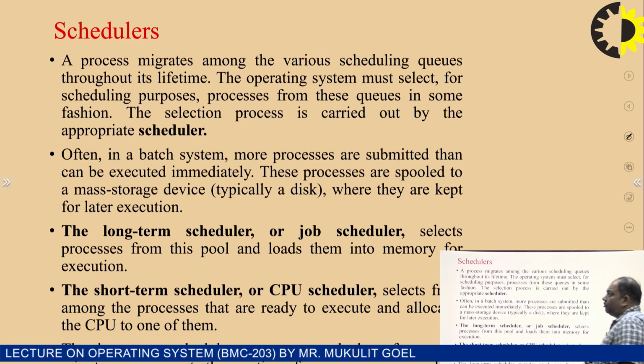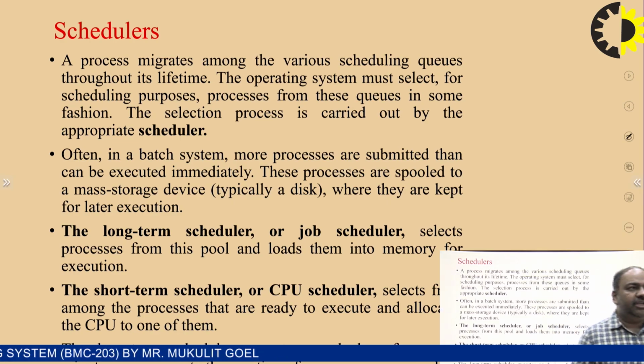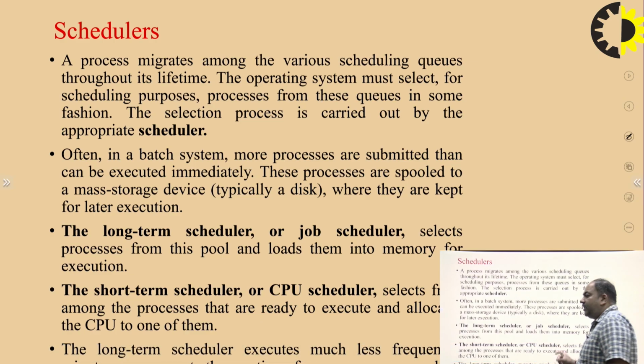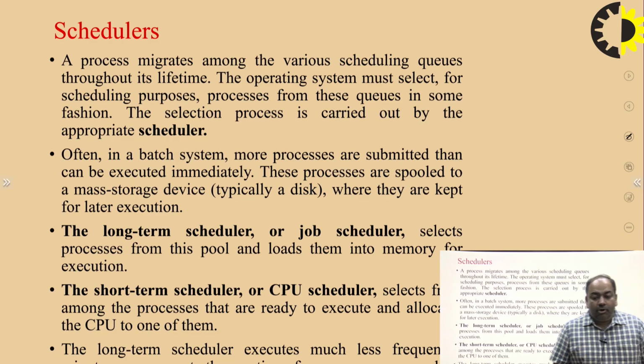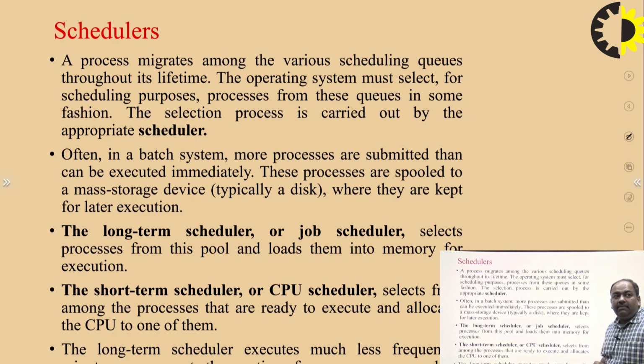After this, schedulers come. There are three types of schedulers: the long-term scheduler, the short-term scheduler, and the middle-term scheduler. So when a process is going from new to ready state, it is handled by the long-term scheduler. And when a process goes from running to termination, it is handled by the short-term scheduler, and from ready to waiting and waiting to ready, it is handled by the middle-term scheduler. Okay. So the process migrates among the various scheduling queues, and this selection is carried out by the appropriate scheduler, and these schedulers are of three types: long term, short term, and middle term.